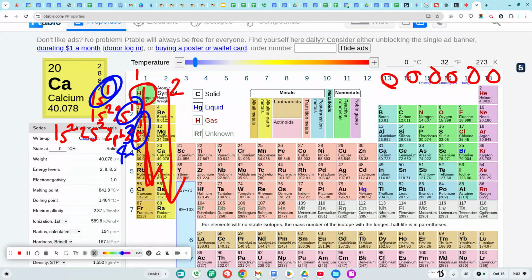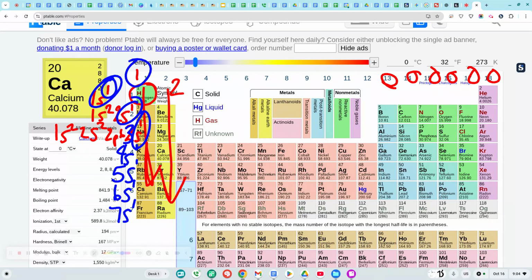Potassium would end with 4s1. Rubidium would end with 5s1. Cesium would end in 6s1. And francium would end in 7s1. That 1 corresponds to the 1 valence electron.